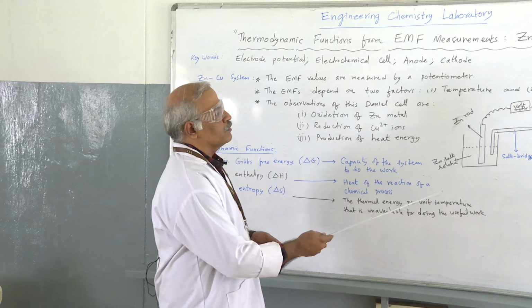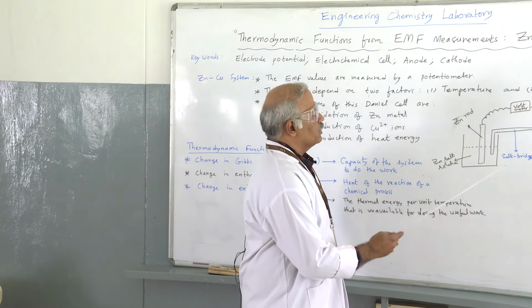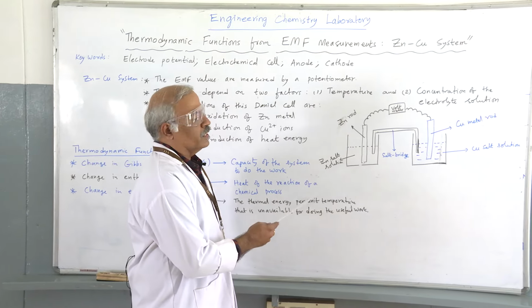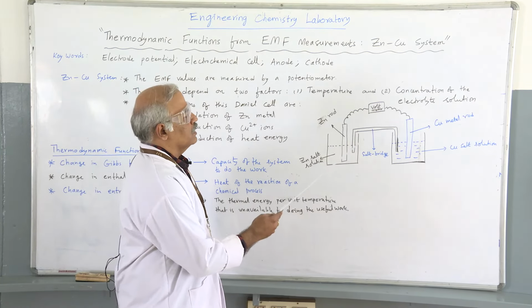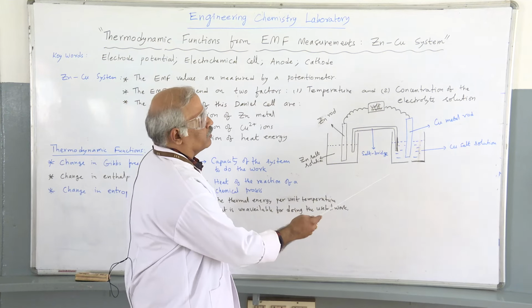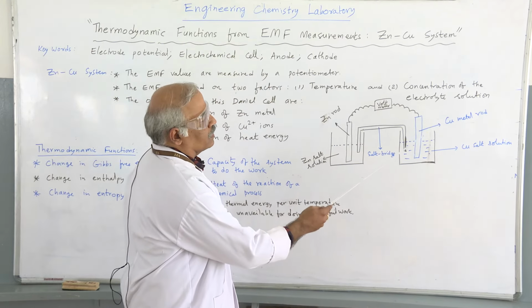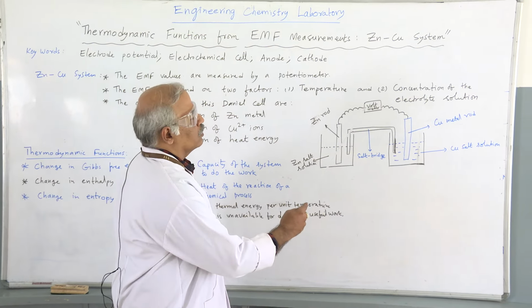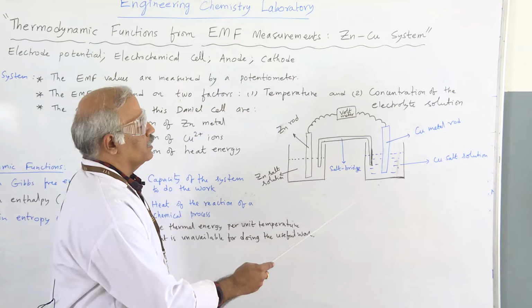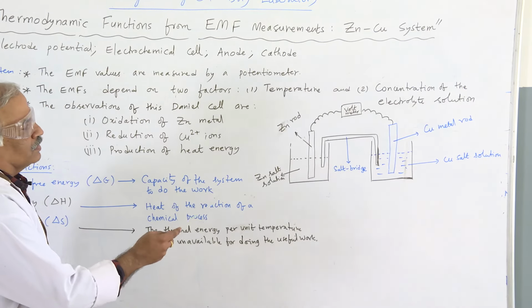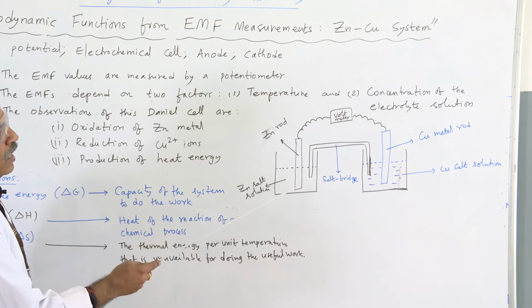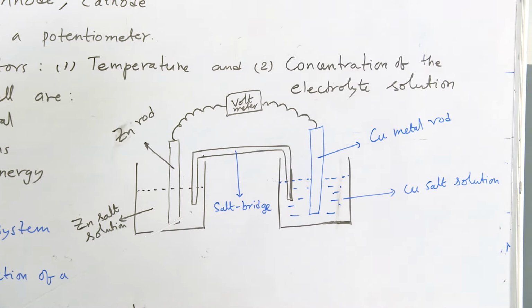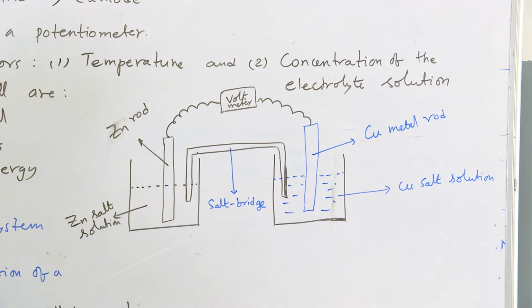In the experiment, you can see that we have taken a zinc rod immersed in the zinc salt solution. This is called a half cell. In another beaker we have taken a copper metal rod immersed in the copper salt solution. When we combine them together through a voltmeter, the cell is now complete. The zinc rod acts as the anode and oxidation happens here. Zinc metal is converted into zinc 2+ ions and 2 electrons.